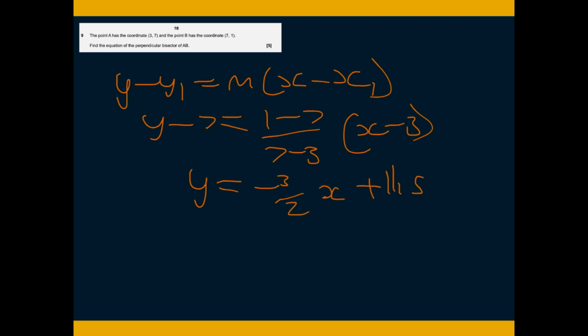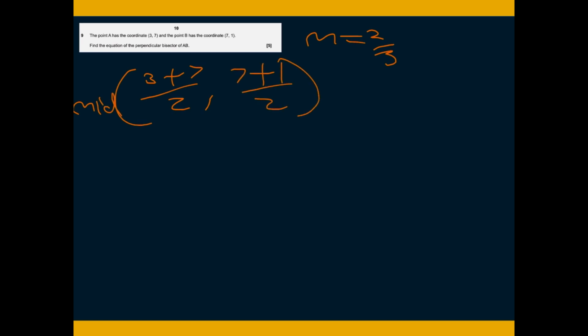Now, the perpendicular m of that is -3 over 2 times m equals -1. So, m equals 2/3. Now we know that the perpendicular bisector's gradient is 2/3. We need to work out the midpoint. So, we'll write m equals 2/3 over there. The midpoint, because it's the bisector of AB, is 3 plus 7 over 2 with 7 plus 1 over 2, which equals 5, 4.